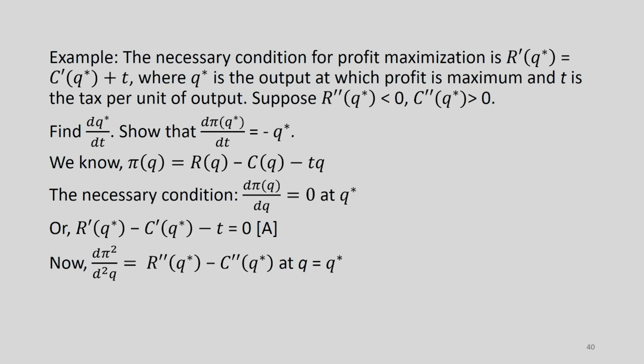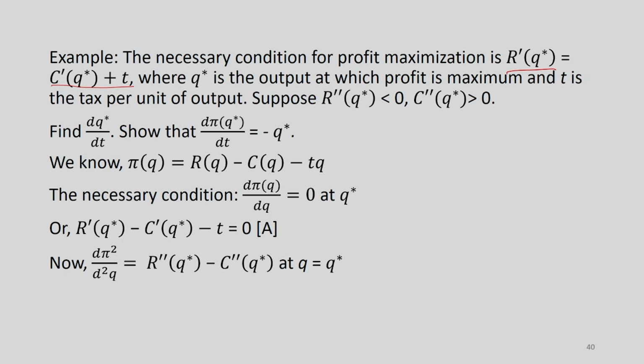So, the total amount of money that it is paying for producing Q amount of output is C of Q plus small t multiplied by Q. And we have seen that there is this necessary condition that if at Q star profit is indeed maximized, then the first derivative of the profit function should be equal to 0, from which this condition is obtained, that R prime Q star is equal to C prime Q star plus small t. So, this is what we know.